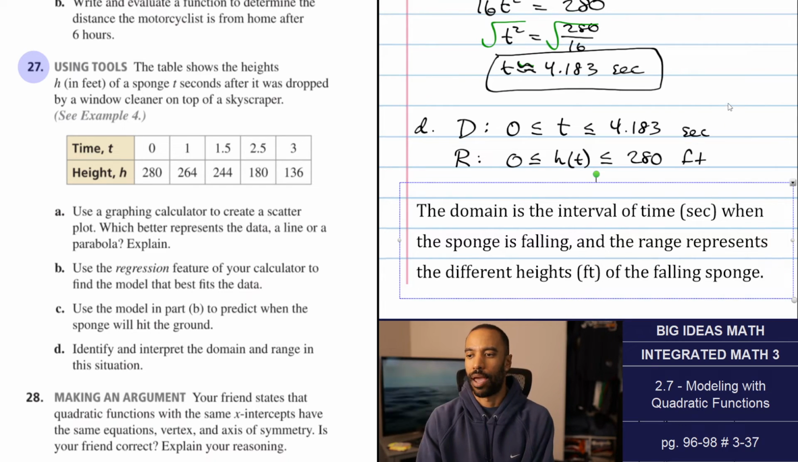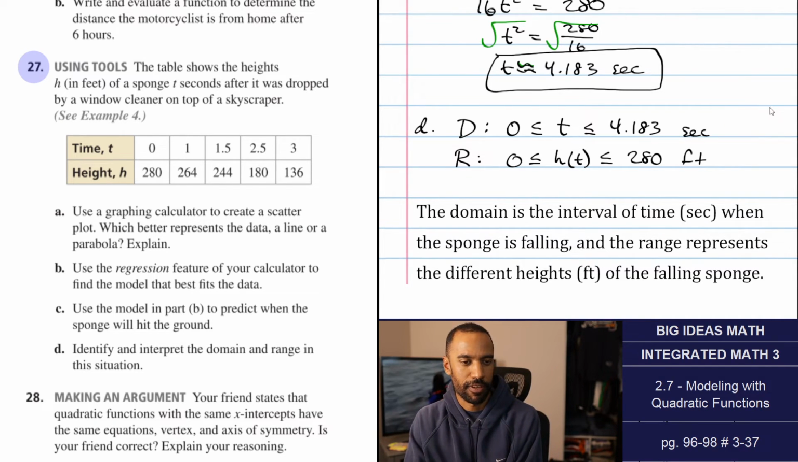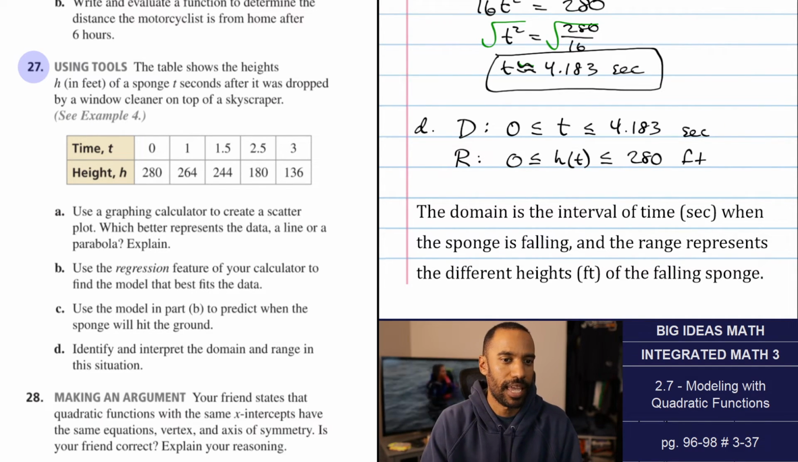Okay. All right, so there's part D, and that's the finished part of the problem. All right, number 28.